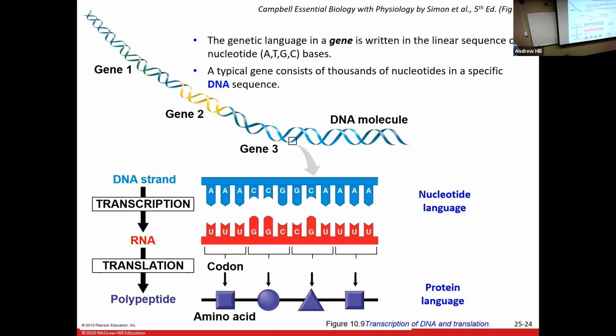So here we've got the genetic language of a gene, written in the linear sequence of nucleotides, A, T, G, C bases. The typical gene consists of thousands of nucleotides in a specific DNA sequence. So here, for example, we have gene 1, 2, and 3. It's all linearly laid out. Our chromosomes are linear, as you remember, right? Unlike in bacteria, where the main chromosome is just a single big loop. All right, so that's a DNA molecule.